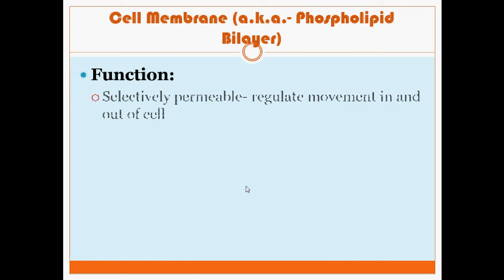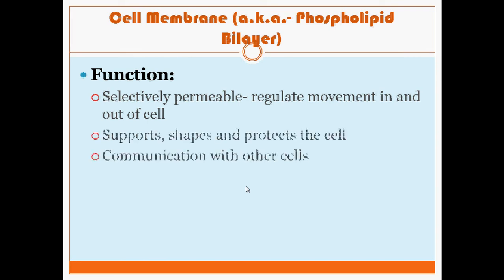Remember, we called it selectively permeable. That meant it got to decide what came in and what went out. Not everything got to come in, not everything went out. We called it the bodyguard, or if you compared it to a club, a bouncer. It determines who comes in and out. It's also going to support, shape, and protect the cell. And then something we didn't talk about, it also communicates with other cells, because all the cells need to work together, so they all need to keep this homeostasis or equilibrium with all the cells.